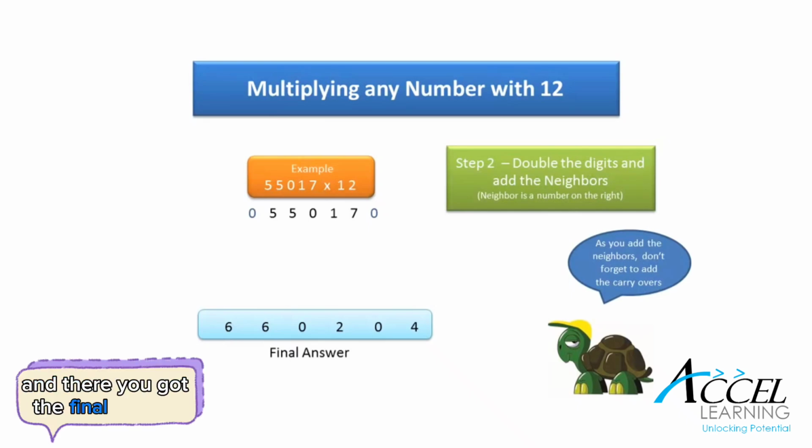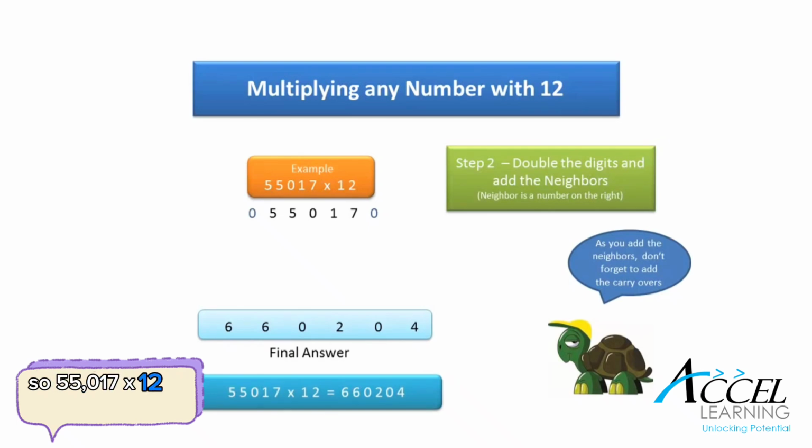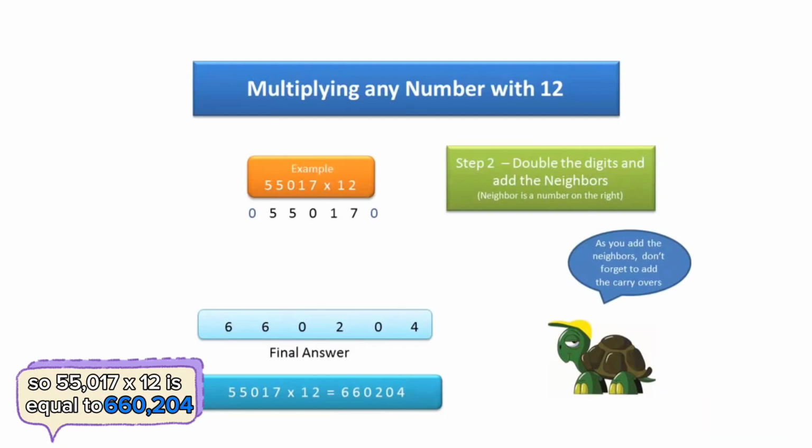And there you got the final answer. So 55,017 times 12 is equal to 660,204. See how fast we got the answer? See if you could try it yourself.